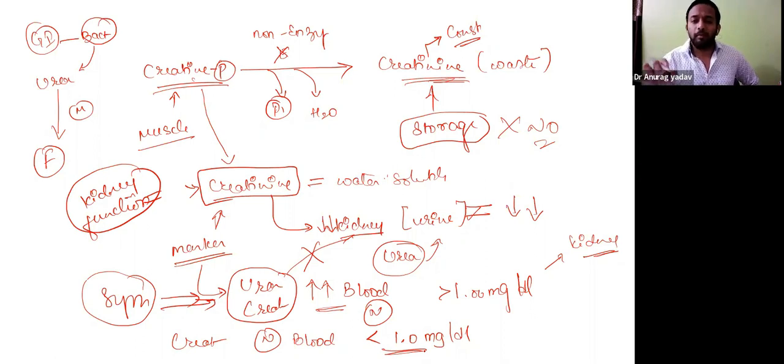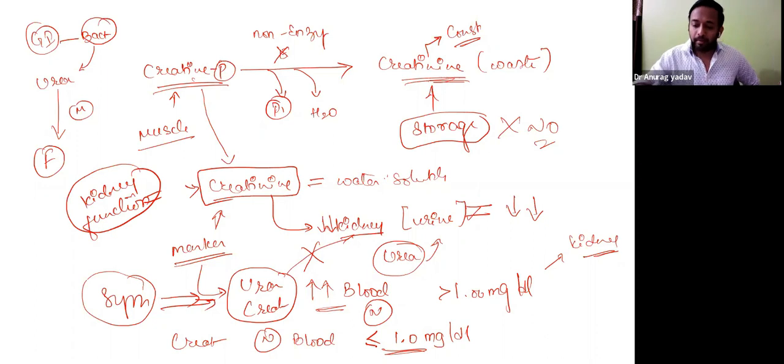But from the exam point of view, as an MBBS student, we should not make the mistake of saying that 1.2, 1.4 is normal. No. It is 1 or less than 1. Less than 1 milligram per deciliter is the normal range of creatinine in blood. Okay, creatinine in the blood.